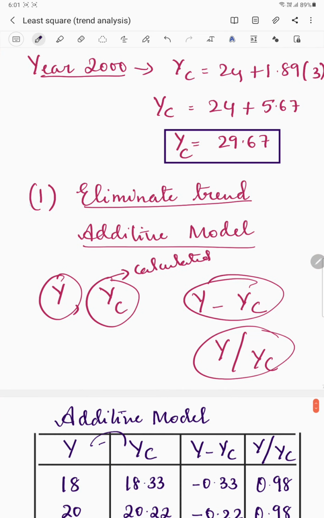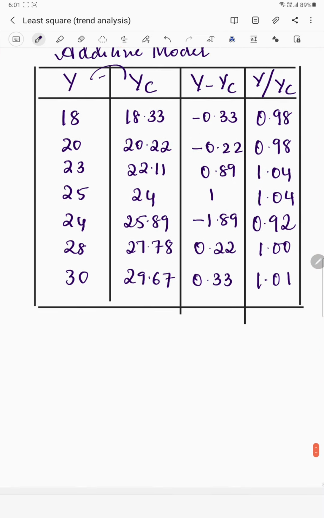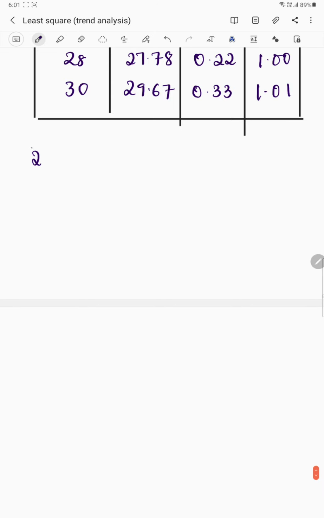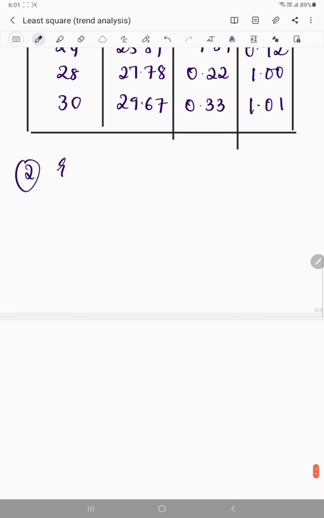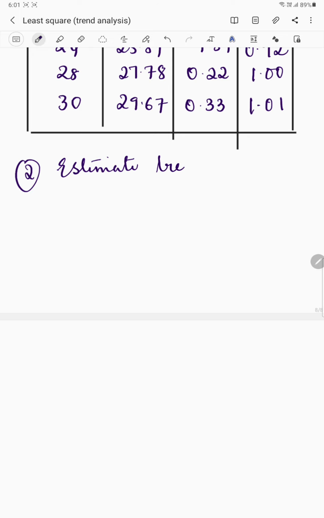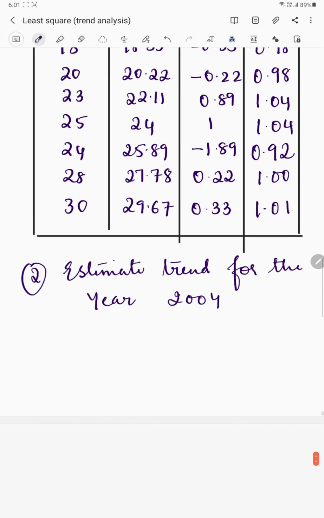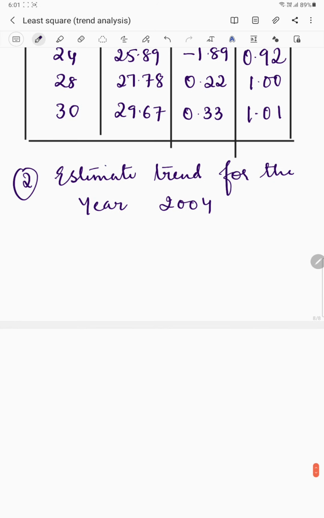What he has asked, eliminate the trend. Okay, after that he has asked a second question, that is estimate trend for the year 2004. This is very simple. He's asking us just to do one of the steps, maybe further.